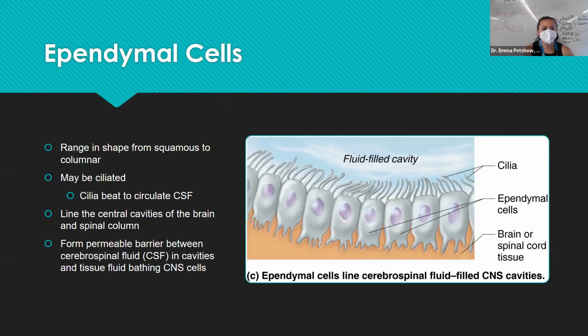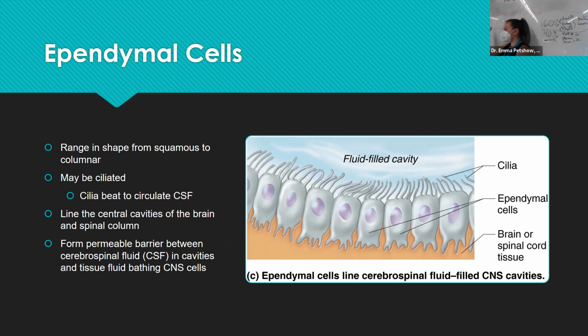We then have our ependymal cells. These are going to range in different sizes. They could be squamous or they could be columnar. They might sometimes be ciliated. If they're ciliated, they're helping with circulation of cerebral spinal fluid, CSF. They're going to line our central cavities of the brain and spinal columns. They're providing almost that lining to the lumen. We can think about them in that way. And they actually form our permeable barrier between CSF in cavities and tissue-bathing CNS cells.